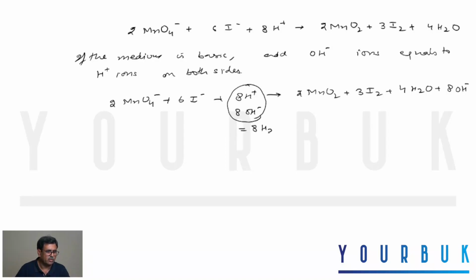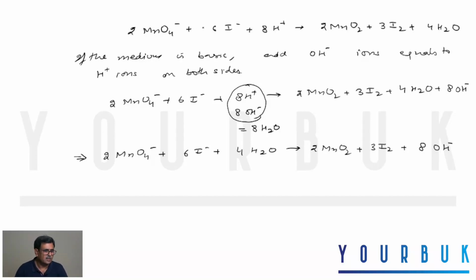So this is equivalent to 8 water, but since we have 4 water on the right hand side, we cancel them and we write net 4 waters only on the left hand side. So now this is my balanced redox reaction in the basic medium. So this way you can simplify things by extending the same method of balancing redox in acidic medium to alkaline medium by adding OH minus ions equal to H plus ions on both sides. So you don't have to learn another series of steps to balance the redox in basic medium.